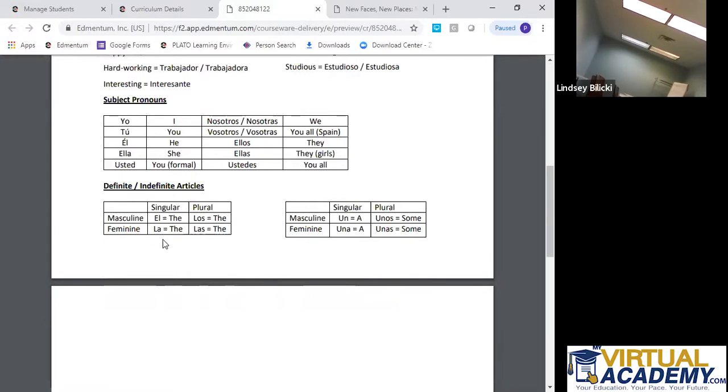So now we jump into the un. It's like when we use a for masculine. It can be a boy. Like if you were to say a book, un libro. So a book would be un libro, or the book would be el libro. So that's the difference. The book or a book.